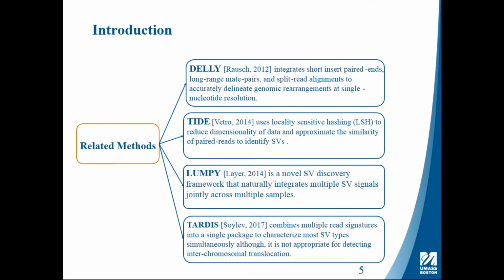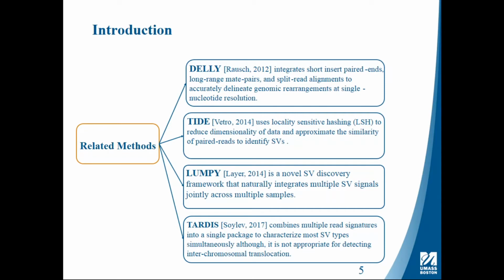Another method is TIDE, introduced in 2014. This method used locality sensitive hashing to reduce dimensionality, and it is an approximation for finding the similarities between paired reads. Another method is Lumpy, also introduced in 2014, a novel SV discovery framework that naturally integrates multiple SV signals and joins them across multiple samples.